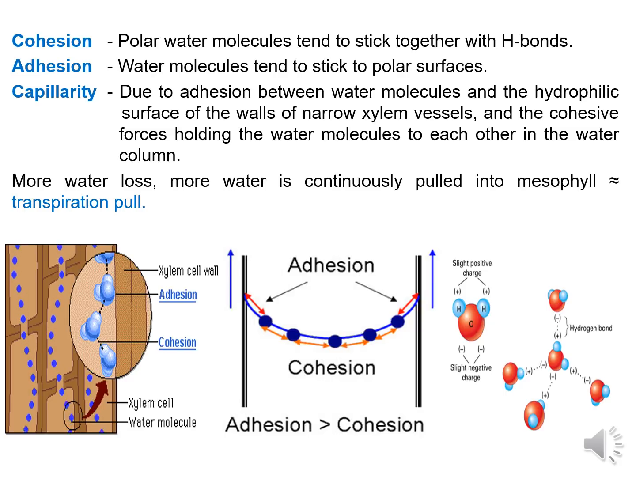Now, as more water is lost, more water is continuously pulled into the mesophyll and out to the atmosphere, and these forces are called the transpiration pull, which pulls more water to come into the mesophyll or the internal air spaces in the leaf before they leave the leaf via the stomata. And we know now that cohesion and adhesion form capillarity reaction forces that help the water to move along the xylem vessel.